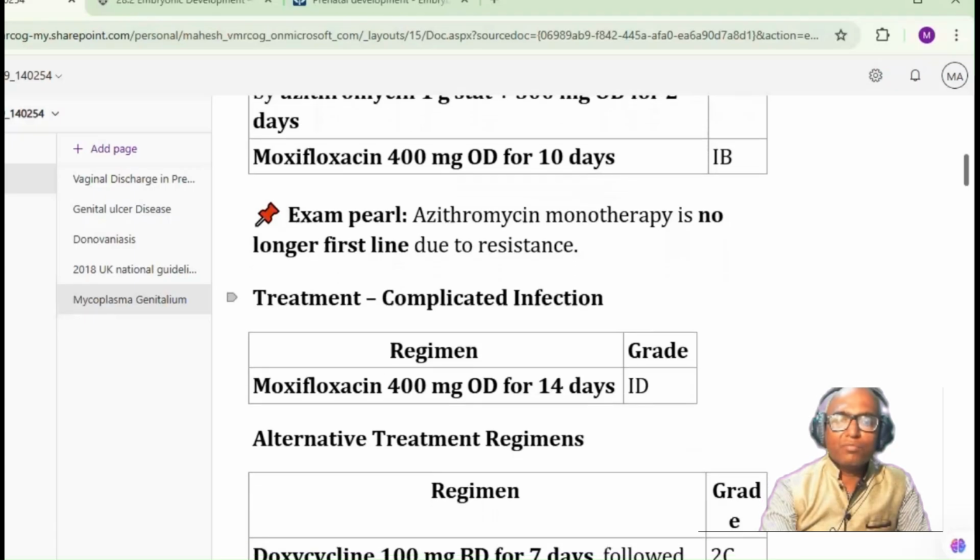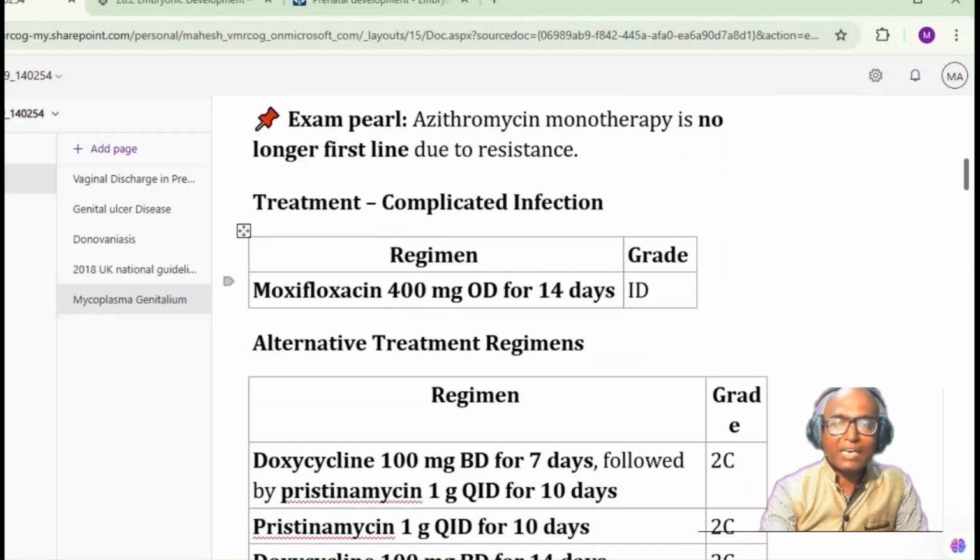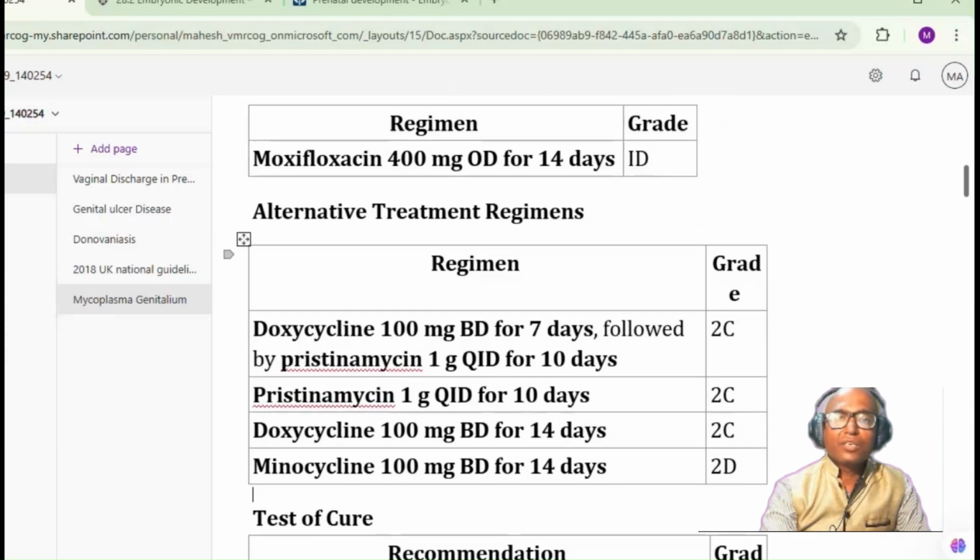So azithromycin monotherapy is no longer the first line, because of resistance. If it is a complicated infection, then moxifloxacin 400 OD for 14 days. Okay. So what are the alternatives? Doxy 7 days followed by pristinamycin for 10 days. So instead of azi for 3 days, you can use pristinamycin QID for 10 days. Then pristinamycin QID alone can be used for 10 days.